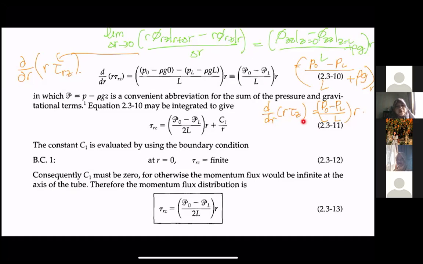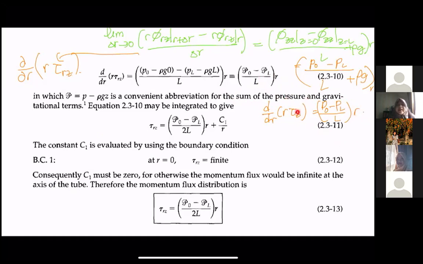If you look at here, the R is inside the differentiation, because it is always changing with the radius. And then there is capital P, which is the convenient abbreviation of the sum of the hydrostatic pressure inside the pipe and also the gravitational force. This is divided by L because of the calculation, and then multiplied with the R.